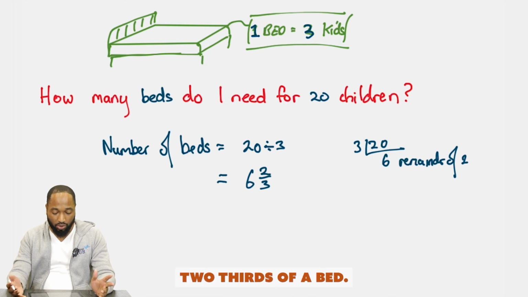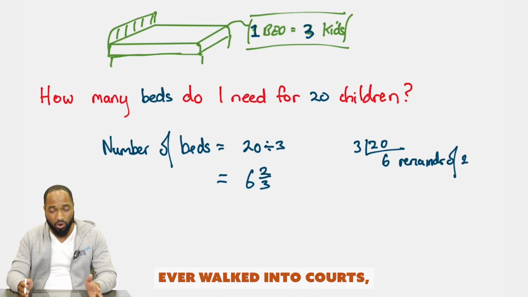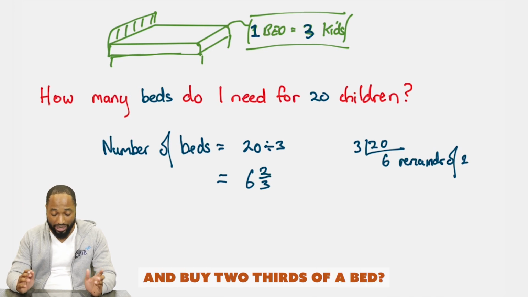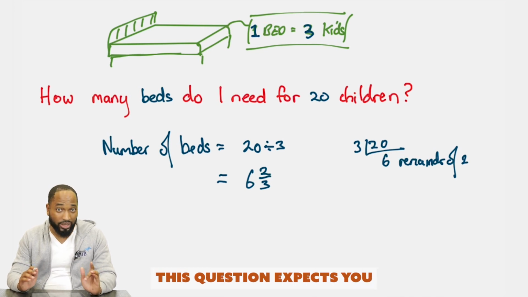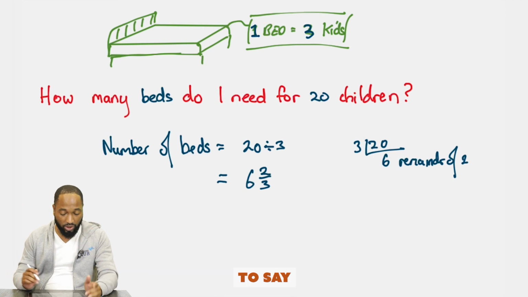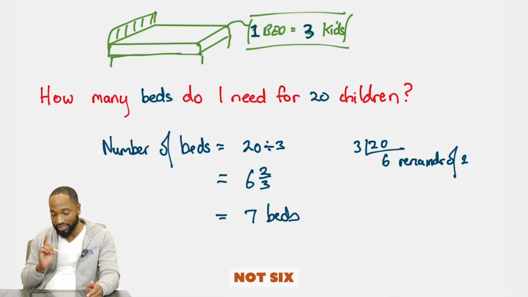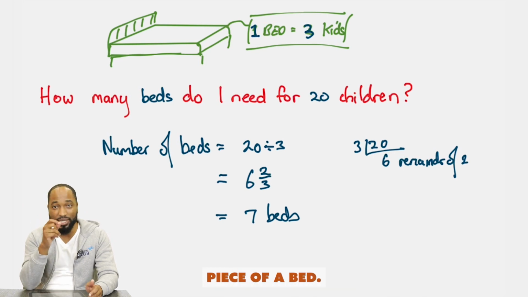We can't get 2/3 of a bed. Have you ever walked into Courts, Standards, any furniture store and bought 2/3 of a bed? This question expects you to say 7 beds. Not 6 2/3 beds, because we can't get a piece of a bed.